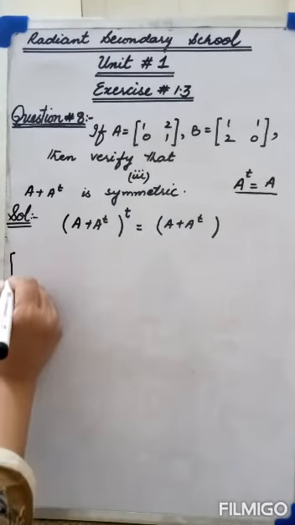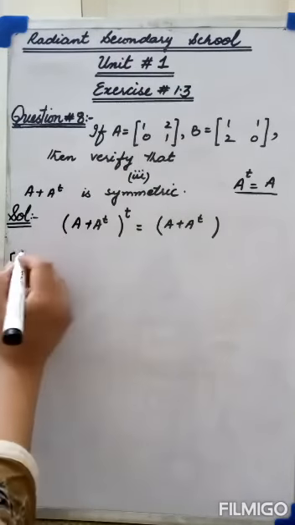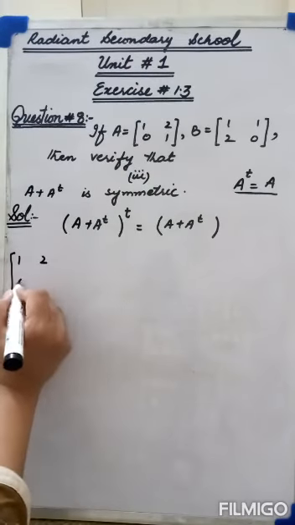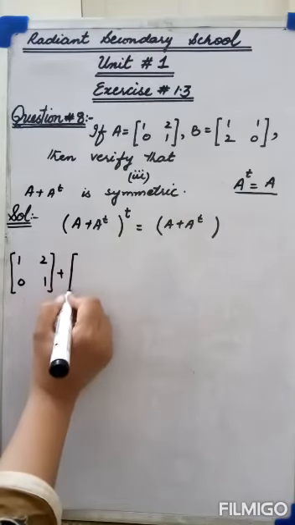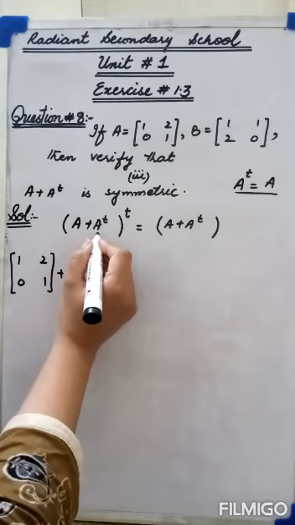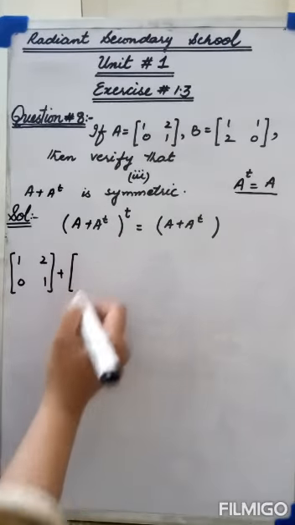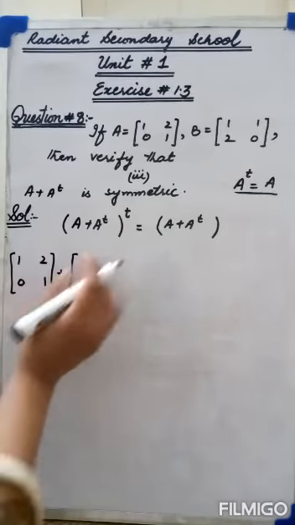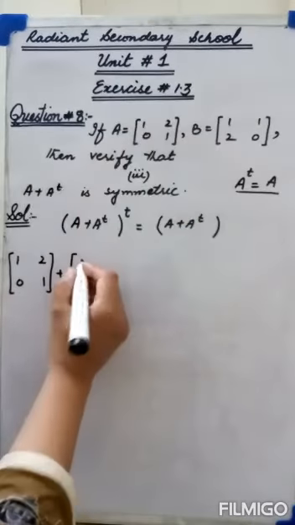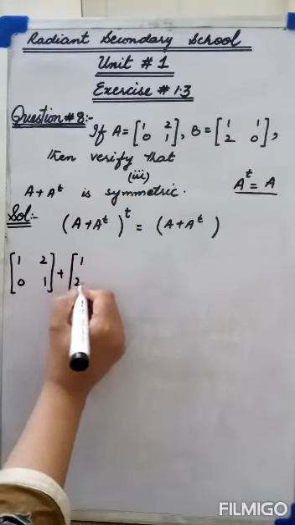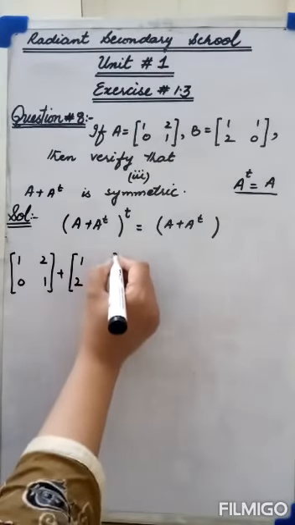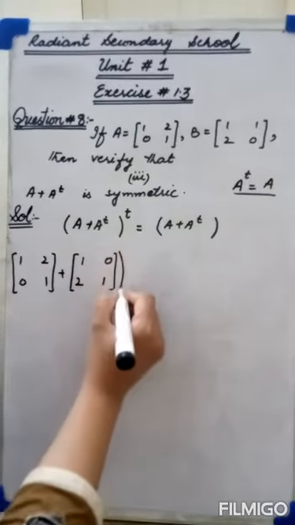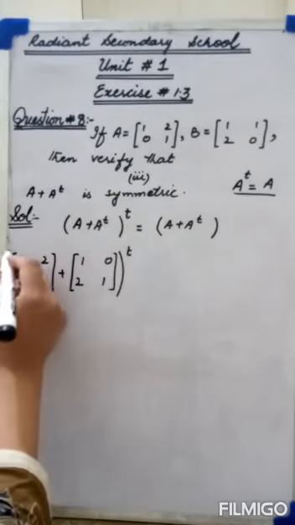Now I will just put the values of the matrix A: 1 2 0 1, plus A transpose. You can directly write its transpose or you can do it in the next step. I am taking it directly. This is A, so I am going to write its transpose, which means the row should be written as a column, or the column as a row, and then the whole transpose.